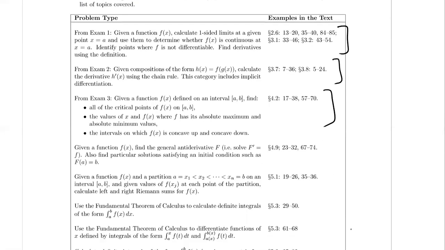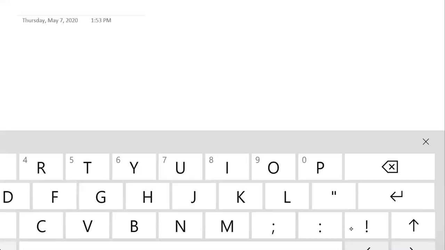So from exam 1, given a function f, calculate one-sided limits at a given point, x equals a, and use them to determine whether f of x is continuous. Identify points where f is not differentiable, find derivatives using the definition. So it's actually a lot. But hopefully you should remember, right? So for example, for the definition of continuity, a function f is continuous at x equals a, and then remember you have to check 3 things.